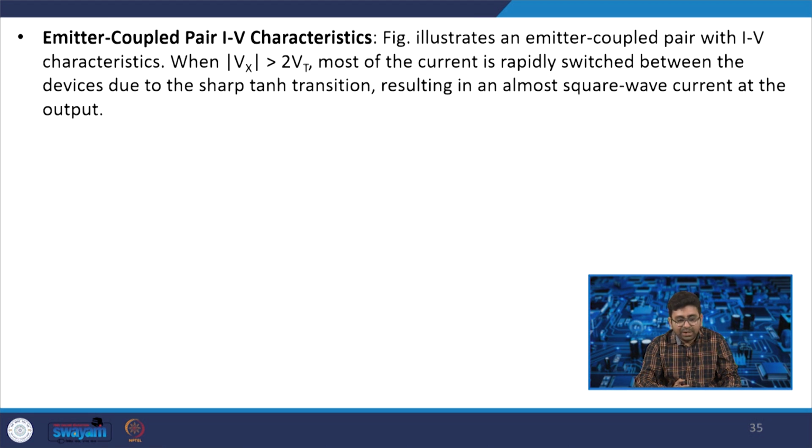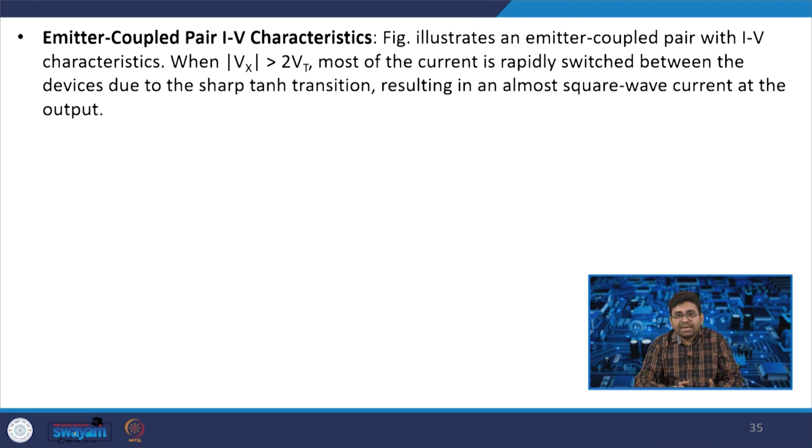So, the emitter coupled pair IV characteristics. As shown in the figure, this illustrates an emitter coupled pair with the IV characteristics, and when your Vx is greater than 2 Vt, most of the current is rapidly switched between the devices due to the sharp tanh transition, resulting in almost a square wave.